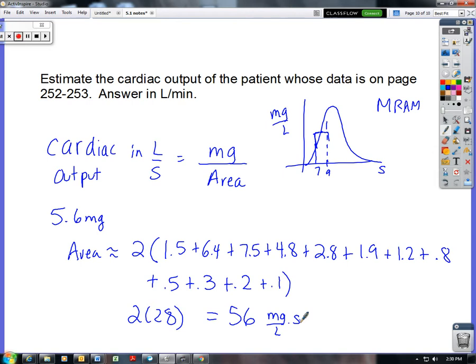So now I have to do, I'll call it cardiac output, is the milligrams, 5.6 milligrams, divided by 56. And I'm going to do a unit analysis here. So that's 56 milligrams per second per liter, but instead of having it over liters, I can flip that up and put the liters up above. So then you can see that the milligrams will cancel, and the units are liters per second.